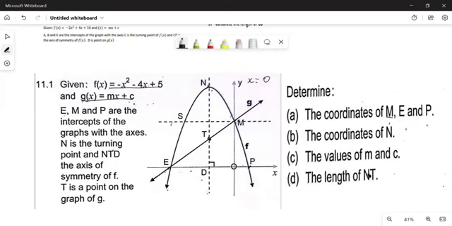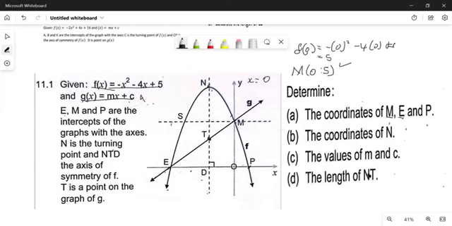It doesn't match. We can't use this one here because we don't know what m is, we don't know what c is. So which one are we going to use? We're going to go with f of x. If we put 0, then we have f of 0, which is going to be minus 0 all squared minus 4 times 0 plus 5. And then this is going to be 5. Then the coordinates of M we're going to write: the coordinates of M are (0; 5). And you get 1 mark for this.